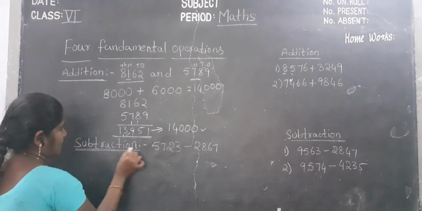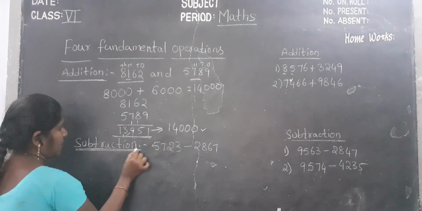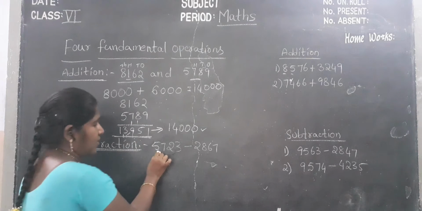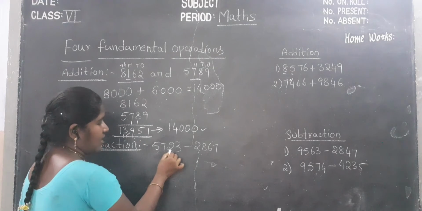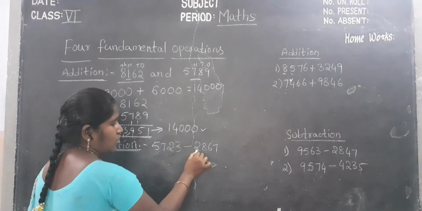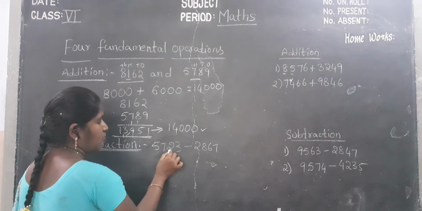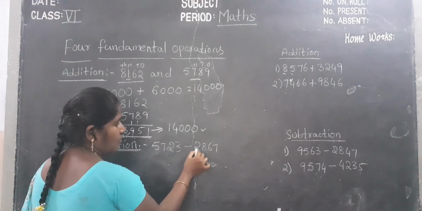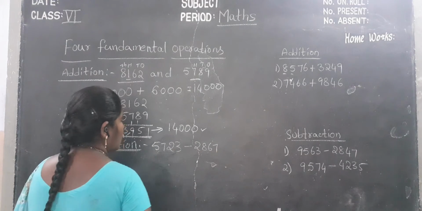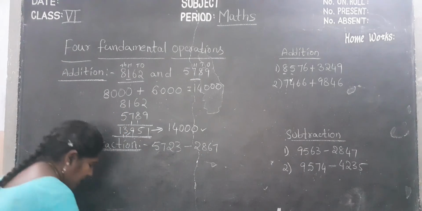Next one is subtraction. See children, what is that? Subtraction. So here the given numbers are 5723 and 2867. See children, 5723 minus 2867. So first we want to just estimate, children.